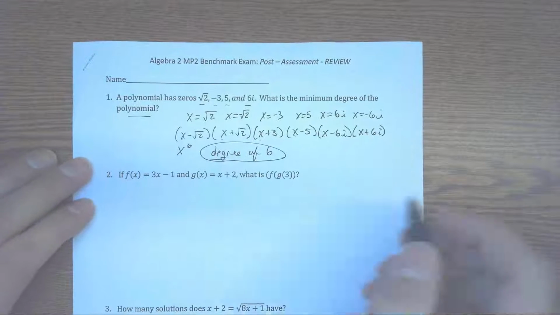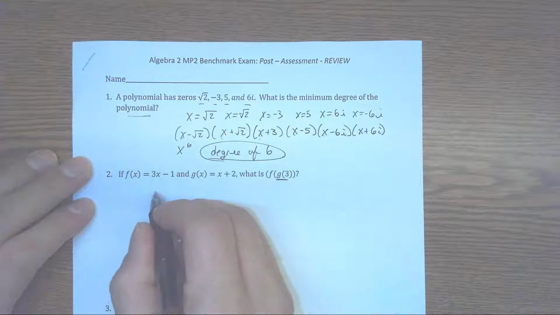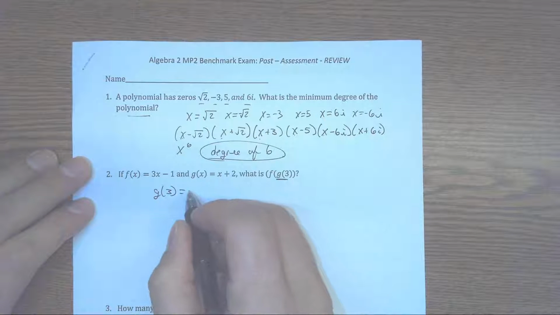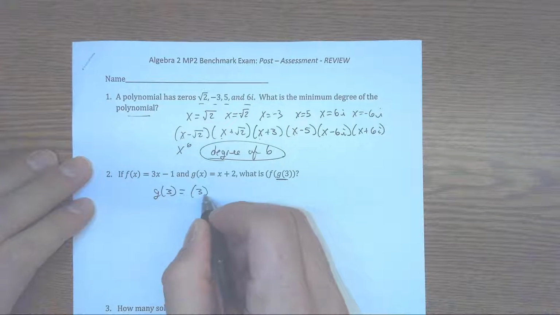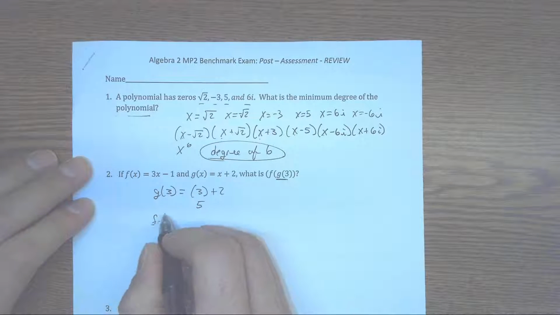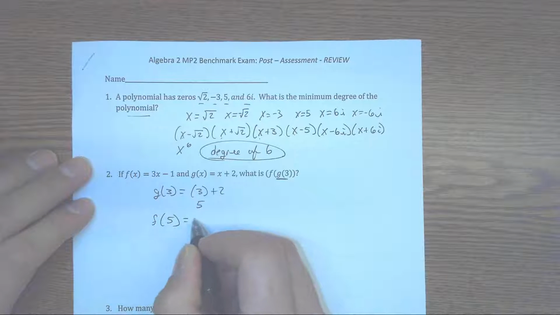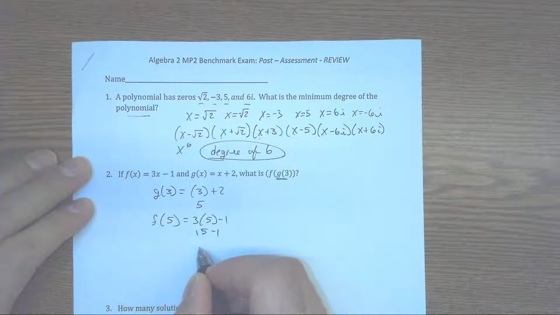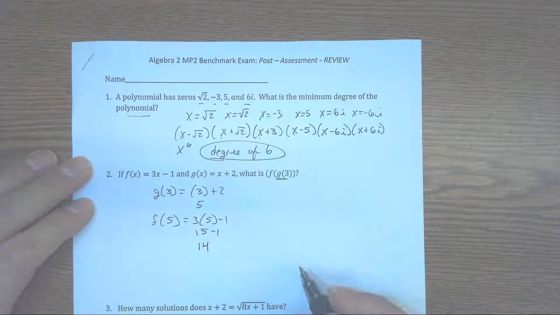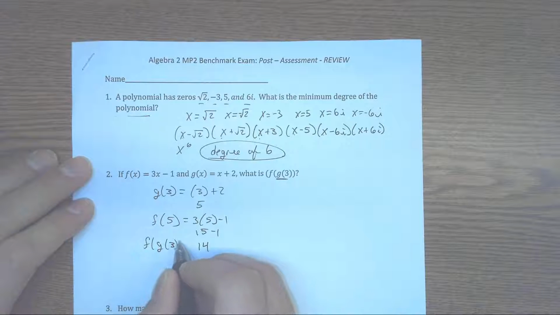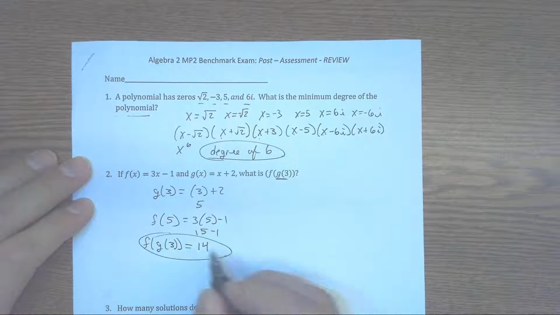Right? f of g of 3. Start inside out. g of 3 is equal to 3 plus 2. Right? Substitute it in. This gives me 5. Now we do f of 5. 3 times 5 minus 1. 15 minus 1 is 14. So f of g of 3 equals 14.